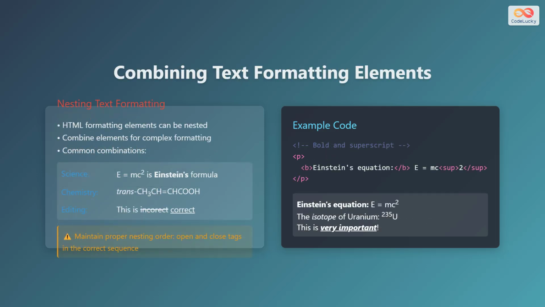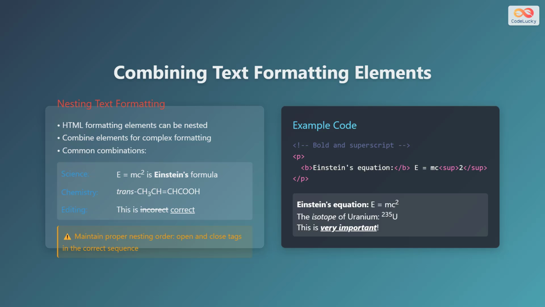Now let's discover how to combine text formatting elements. HTML formatting elements can be nested inside each other. This allows you to combine elements for complex formatting. Common combinations include using superscript with bold text, italics with subscript text, and strikethrough with inserted text. For example, you can indicate that Einstein's formula involves an exponent, or represent a chemical formula with italicized prefixes.